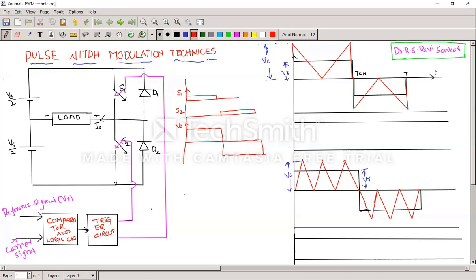Now, in pulse width modulation technique, how we are going to control the output voltage. This control technique is nothing but an internal control of an inverter. Nothing but we are controlling the on and off time of the switches, so that we are going to control the output voltage. In this case, it is a fixed voltage. Now we want the variable voltage. Next, we can also control this frequency.